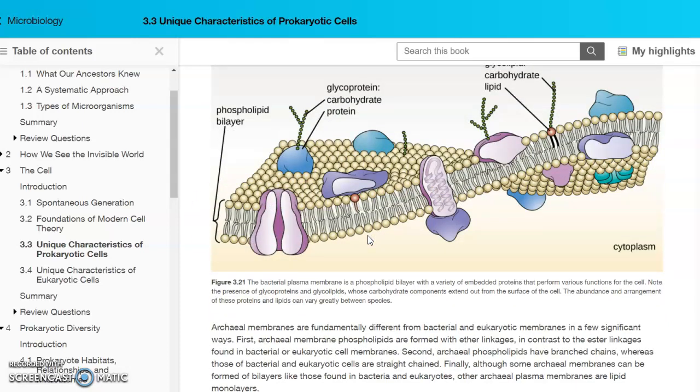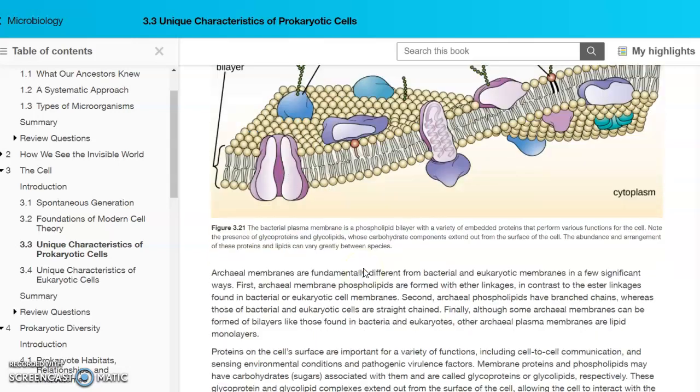Okay. Now, the arrangement of all of these different structures, the abundance of them will vary greatly depending on the different type of cell or the different cell types that we look at. But overall, this is a good representation of what a cell membrane is going to look like.